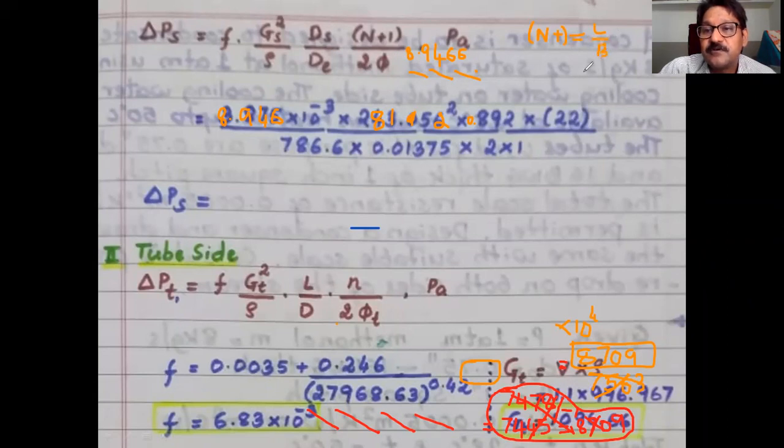What is length of tube? Check once again if you want. What is length of tube? 4.5 meter, right? I think. Please check. 4.5, and baffle spacing we have calculated as 180 mm. So therefore 0.180. Are you getting n plus 1? This is the value of n plus 1.